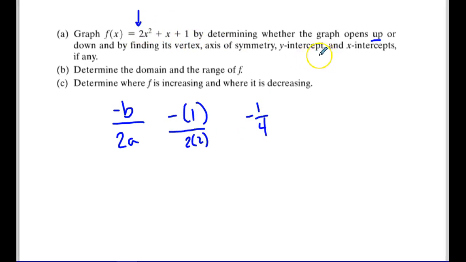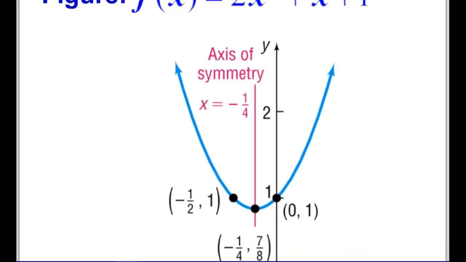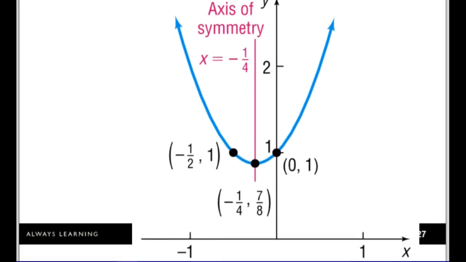I can find my y-intercept by making my x 0. So my y-intercept would be 0, 1. My x-intercepts I can find by setting y equal to 0. So here's what this looks like. Here you'll see we don't have any x-intercepts. My graph never touches the x-axis, and that will happen sometimes. But again, I can graph this using my vertex that we found with this negative 1/4, and when we plug it back in, we'll get 7/8. Then my y-intercept, and then we can use the axis of symmetry to kind of fold this point over to find a new point.